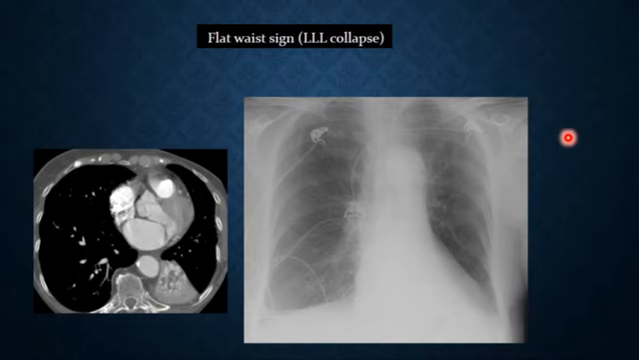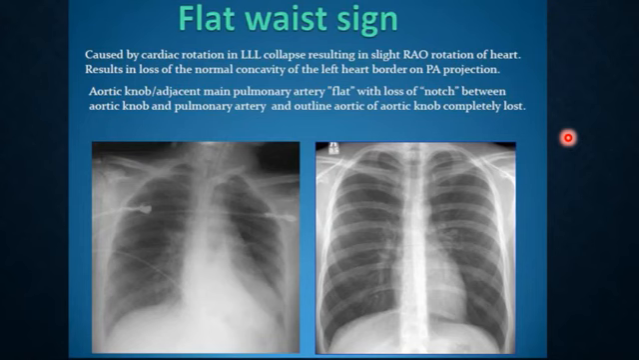Anyway, another sign. Flat waist sign. Left lower lobe collapse. Flat waist sign. It is caused by cardiac rotation in the left lower lobe collapse, resulting in a slight right anterior oblique rotation of the heart. So, the normal concavity of the left heart will be lost. Okay? The aortic knob and the adjacent pulmonary artery, the result will be loss of the notch between the aortic knob and pulmonary artery, and the outline of the aortic knob completely lost.